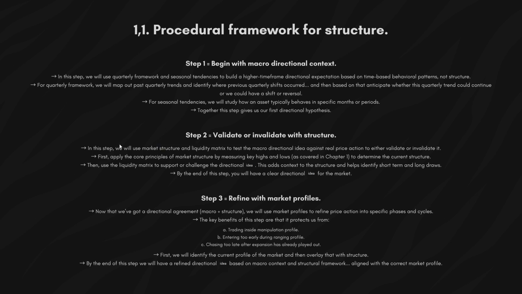Okay, and the way we do that is, first of all, we start with the basics of market structure. We apply the core principles of market structure by measuring key highs and lows and looking at price action, seeing whether price is breaking above highs and rejecting below lows, or it's breaking below lows or rejecting above highs, which helps us determine the current market structure. And then on top of that, we overlay that structure with liquidity metrics to either support or challenge that directional idea.